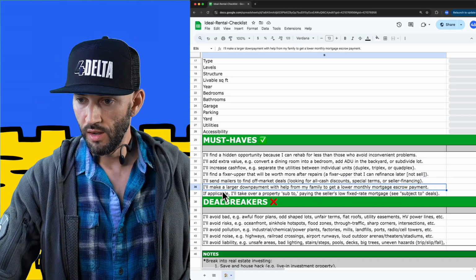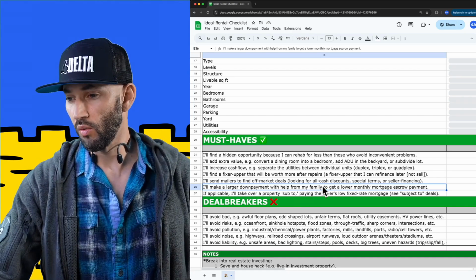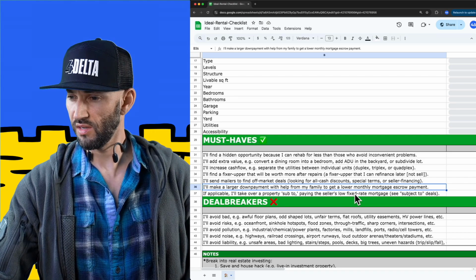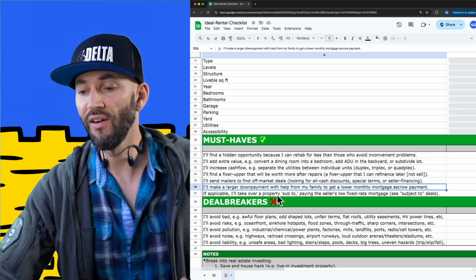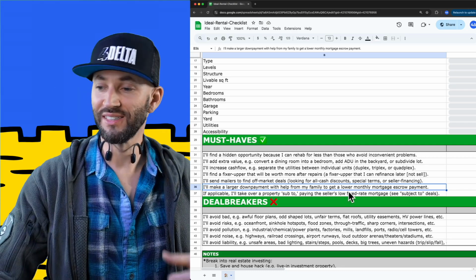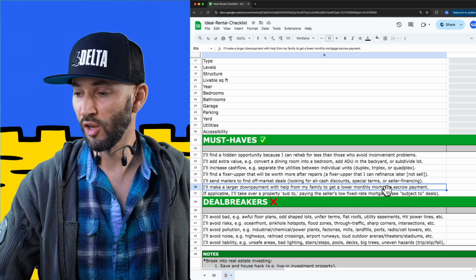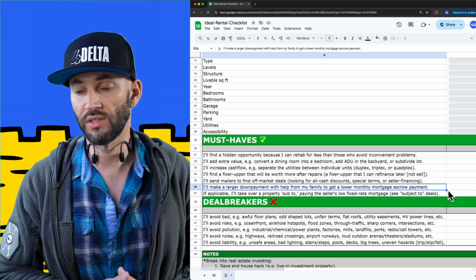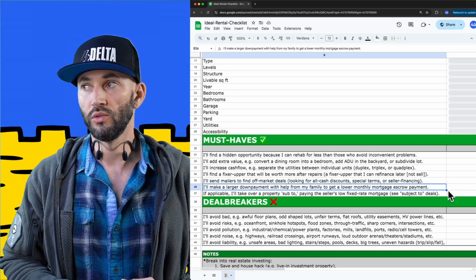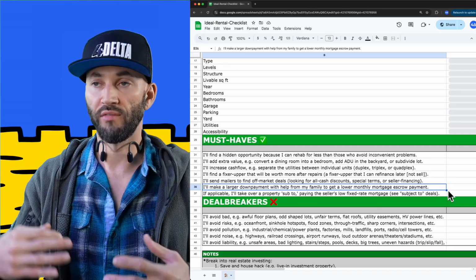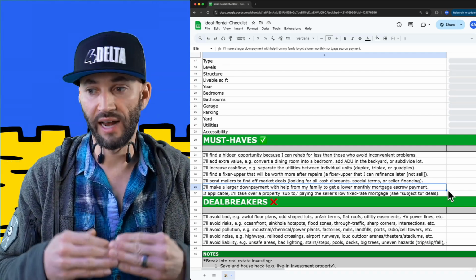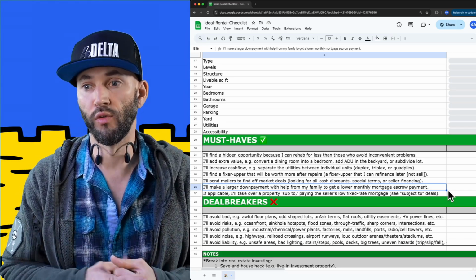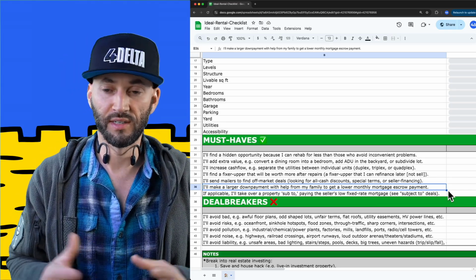I'll get a larger down payment with help from my family to help me get a lower monthly mortgage escrow payment. This is just also thinking, hey, must-haves. You don't want to be underwater or have the rents exactly at your debt service for the property, because the turnover will be very painful if you have one month of vacancy or even just a week.